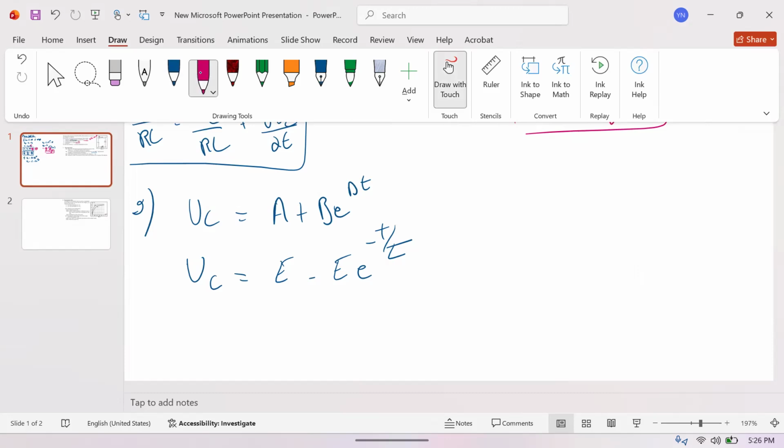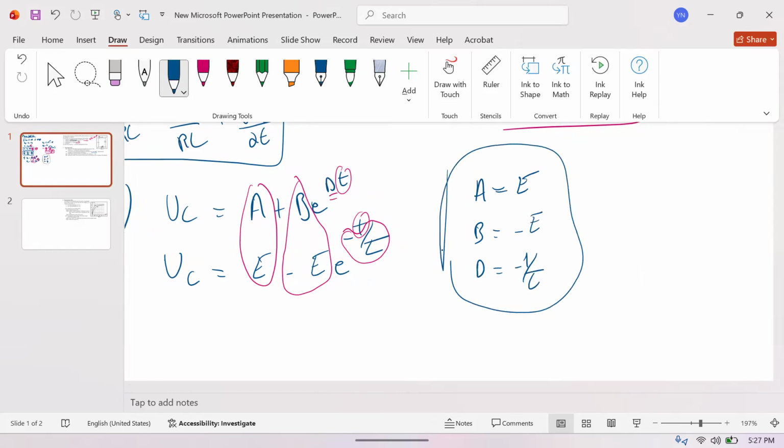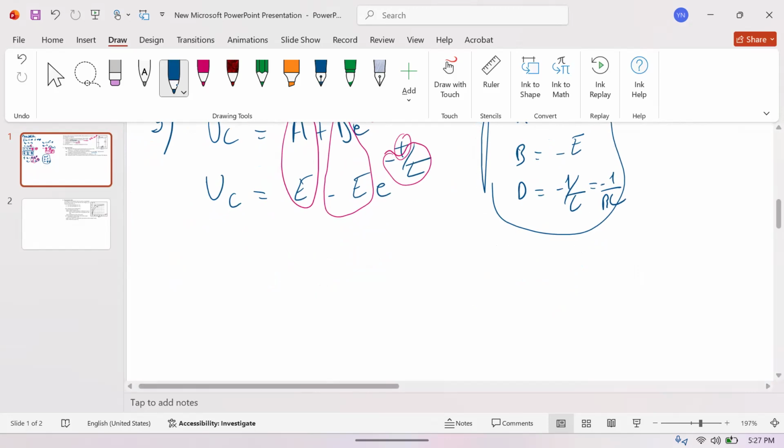So by comparing, I can see that A should be E, and B should be minus E, and t is simply t, and D should be minus 1 over tau. So I will keep them in my mind so the calculation can get me to the correct value. So A should be E, B should be minus E, and D should be minus 1 over tau. I should get that in my expressions. When I say minus 1 over tau, I mean minus 1 over RC. Okay? So let's consider that this is a scratch, and I will try to solve as I usually do.